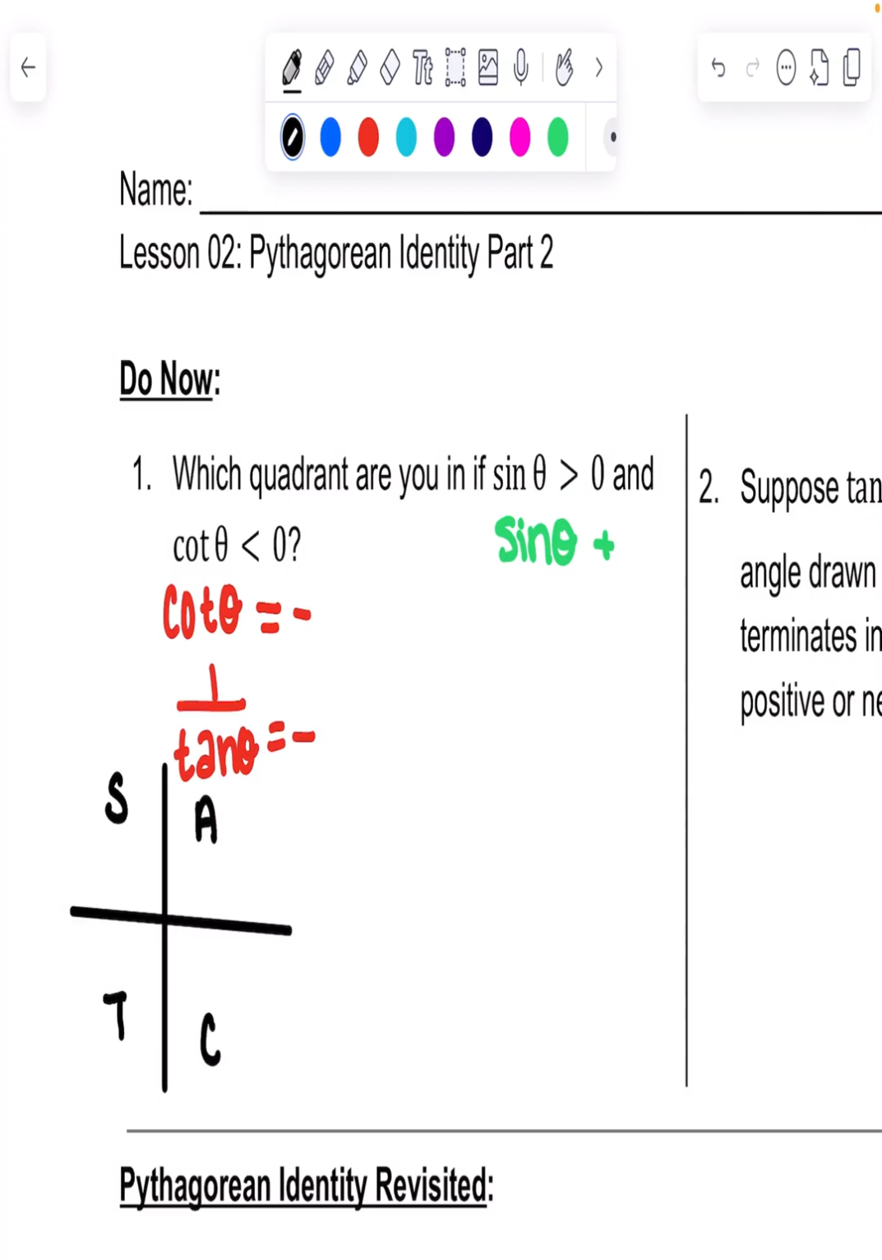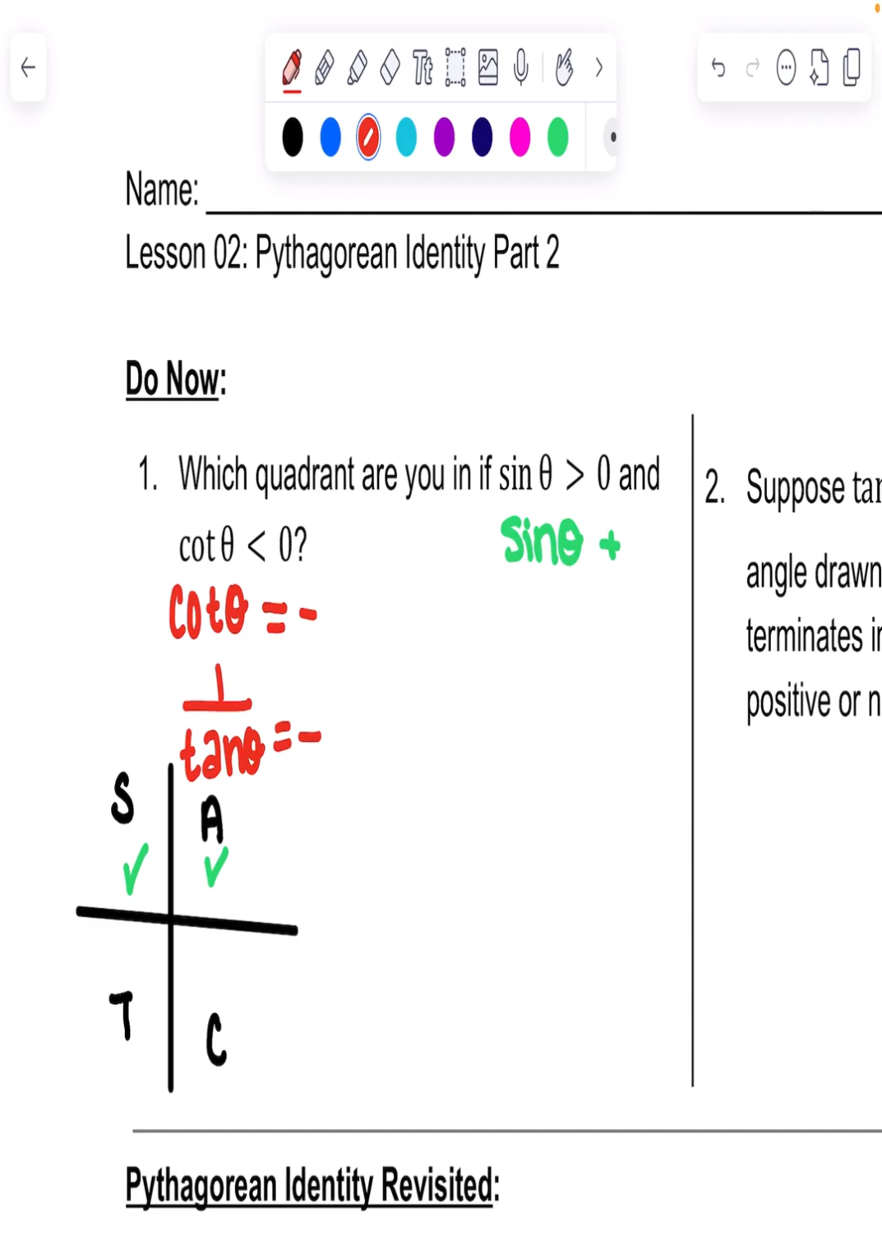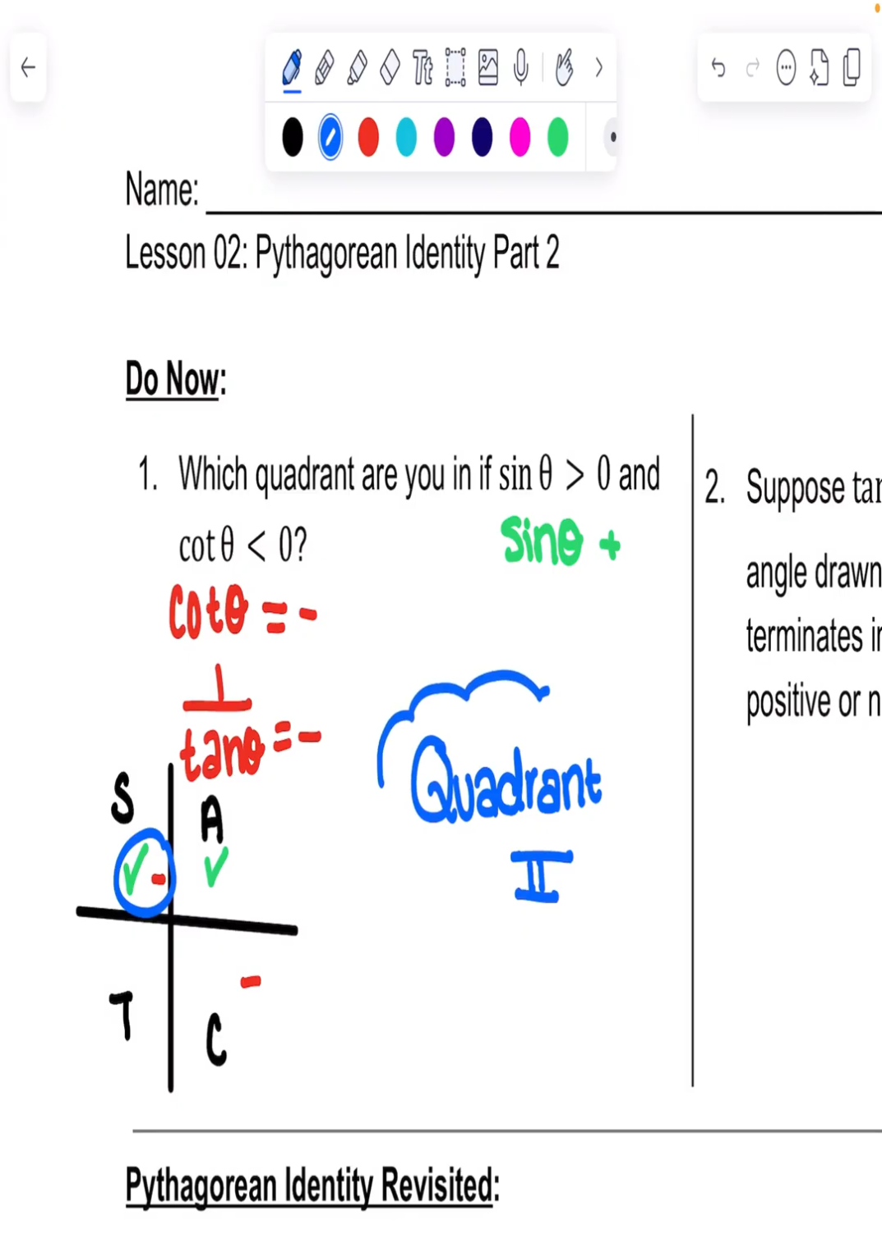ASTC, we could see that sine's positive in all, obviously. All trig functions are. Sine's also positive in S. Sine and its reciprocal, positive there. Cotangent is positive where tangent's positive, but we're looking for where cotangent is negative. So that's also going to be where tan is negative. So tan's negative in cosine and sine. See how these two overlap right there in quadrant 2? That means that's our answer, quadrant 2. We want to see where both of these events occur. So quadrant 2.